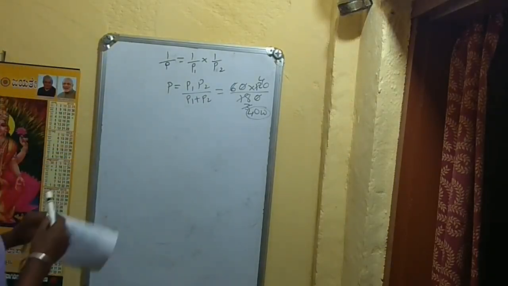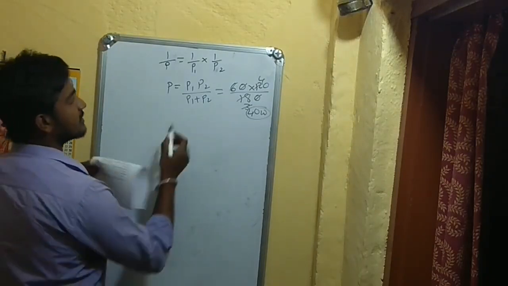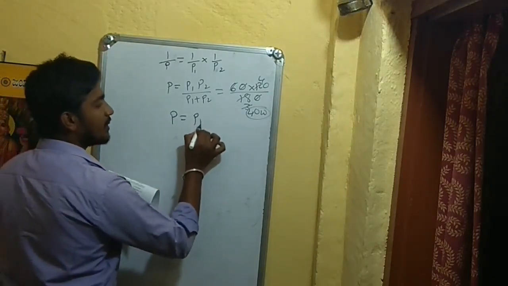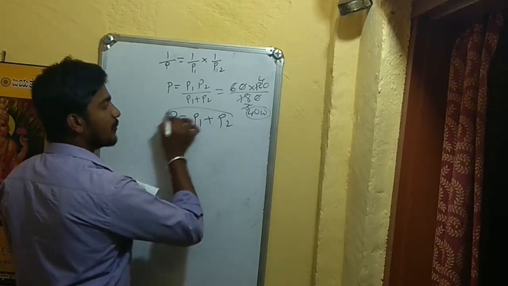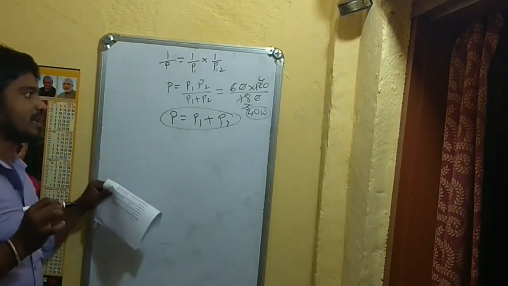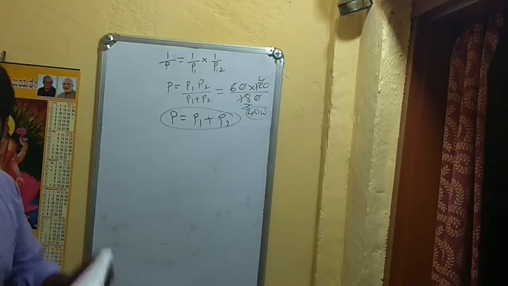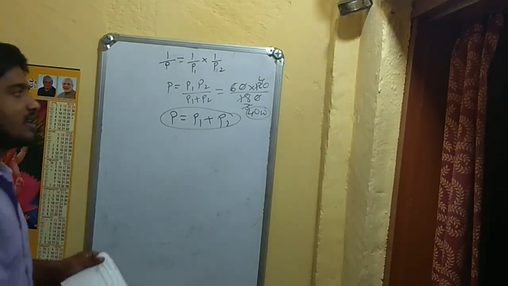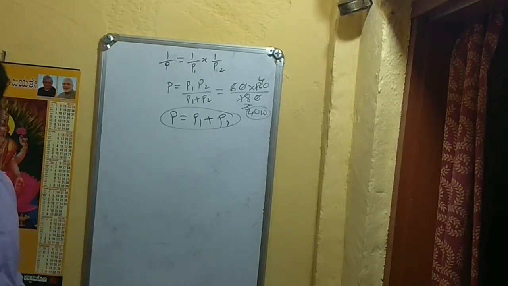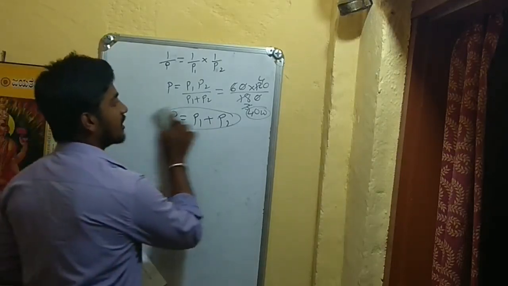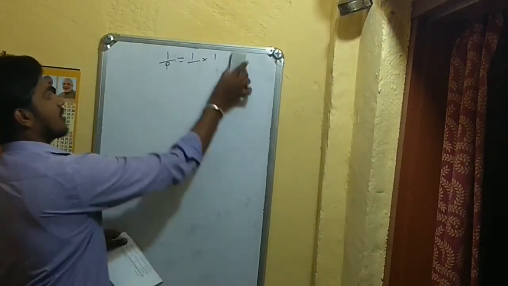Next, in case of parallel, voltage is same, means P is equal to P1 plus P2. Reverse of resistance in case of power. If voltage is same, go for this shortcut method. If they give different voltages, you have to calculate the resistance first and complete the problem.